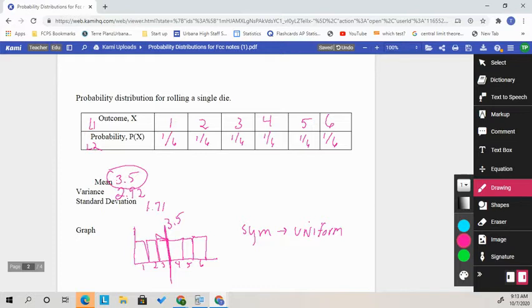All right, so can you roll a die and get a 3.5? No. These are what we call long-range averages. So if you did a die roll hundreds of times and averaged them out, you would get an average of 3.5.